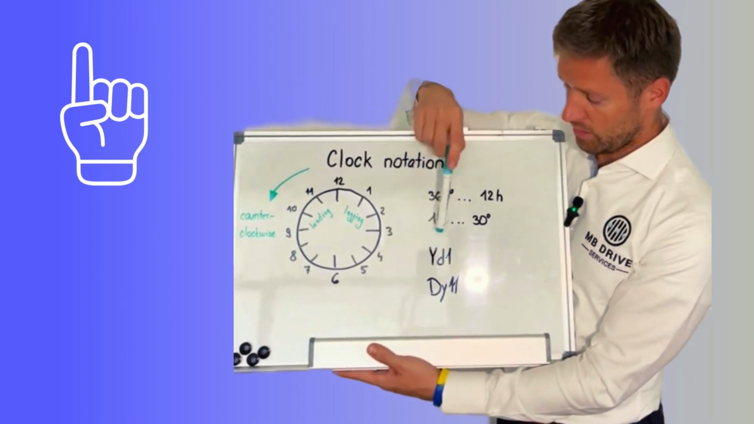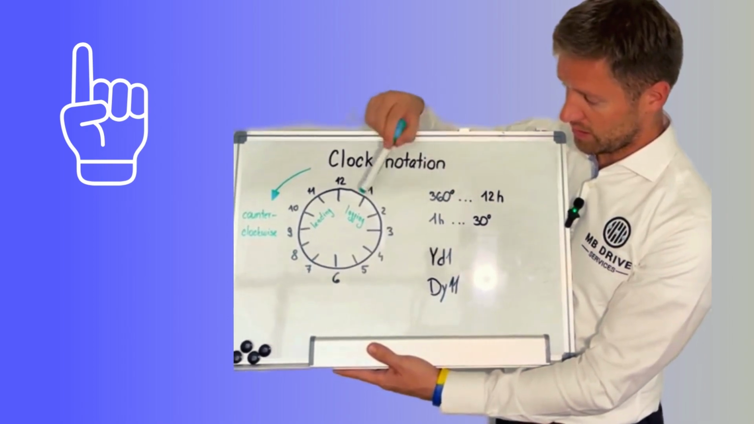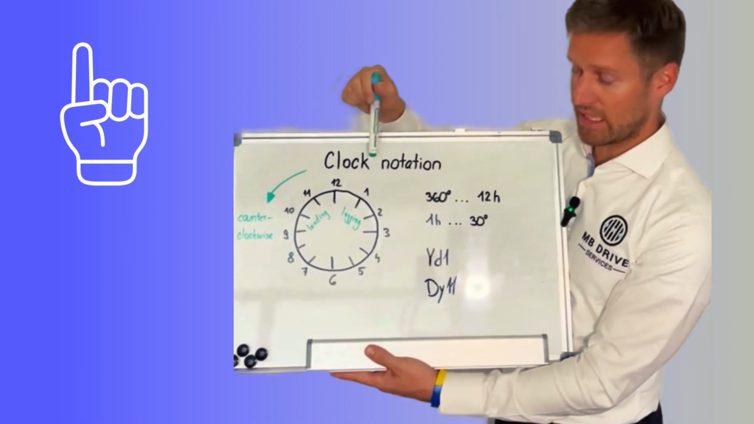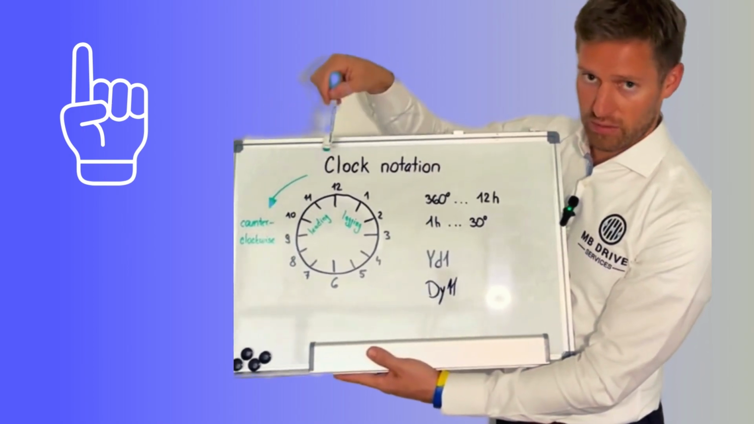Vice versa, YD1 means that the delta connected secondary winding is 30 degrees lagging. So just keep this in mind, it's always counterclockwise.